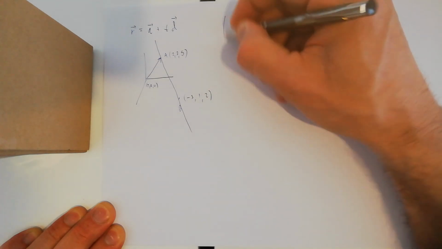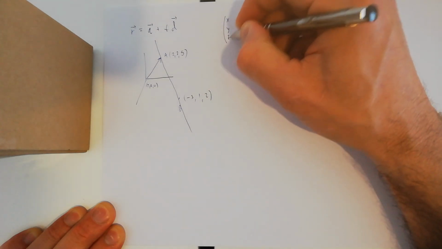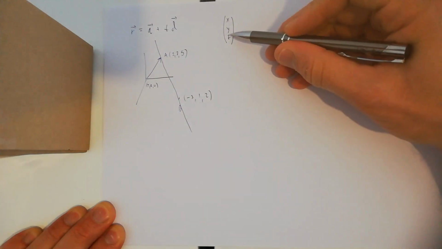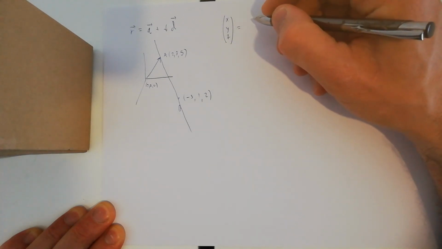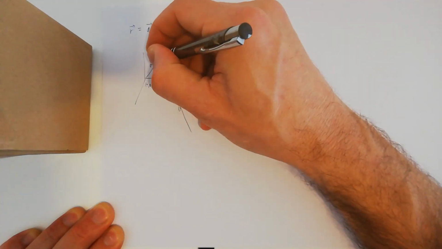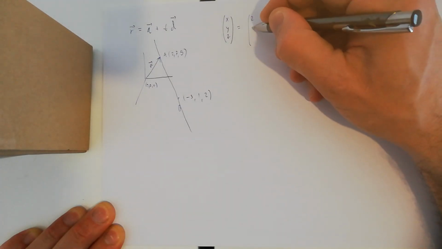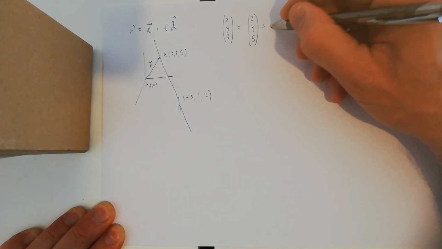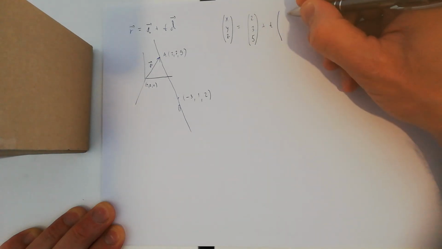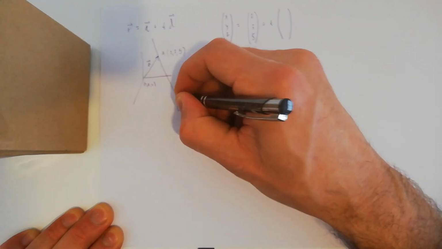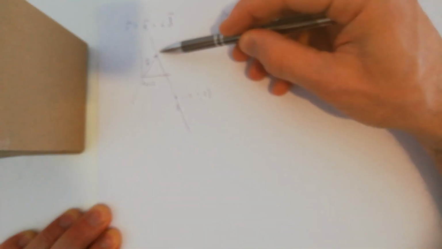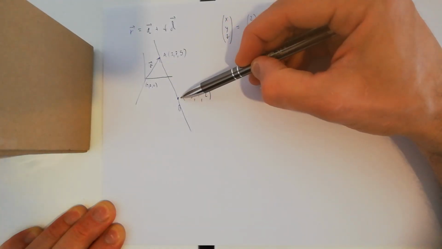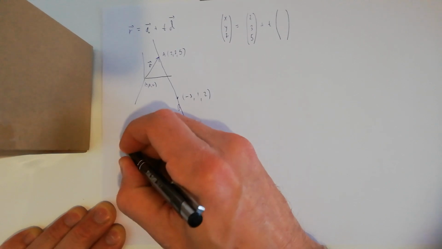So for example, the equation of the line would be (x, y, z), r, which is all the points of the line, equals the vector A, of course, this vector, whose coordinates are the same as point A, (2, 3, 5), plus t, any real number, and the vector D. The vector D is a vector parallel to the line. So for example, we could use the vector AB as the vector D.